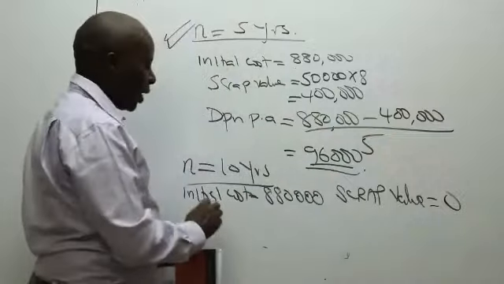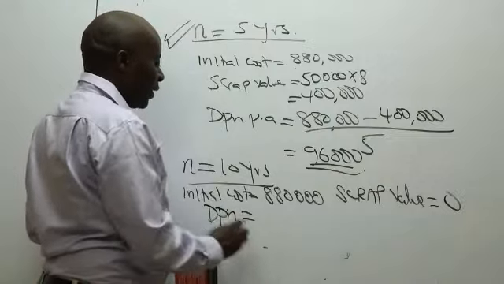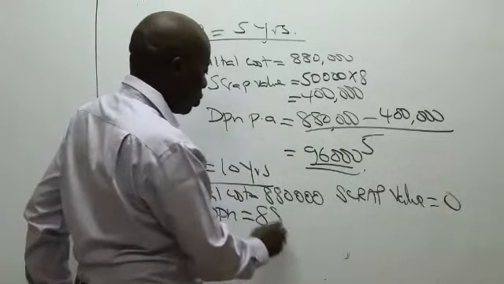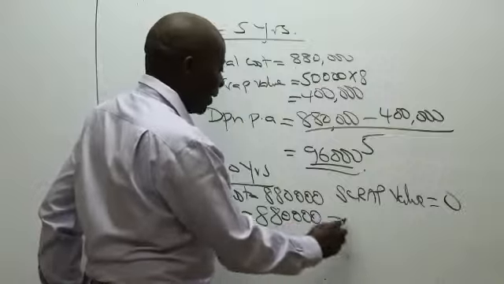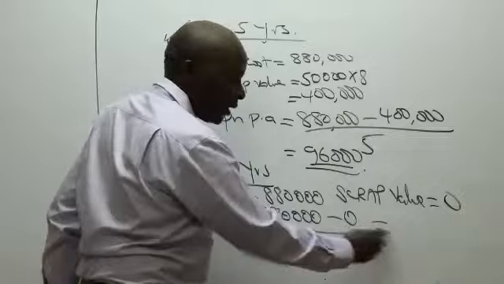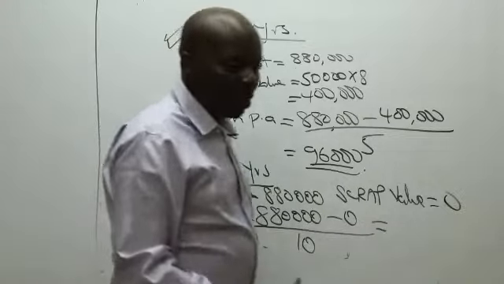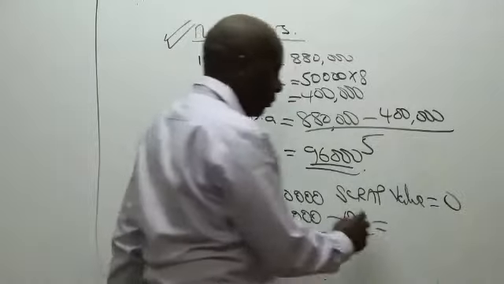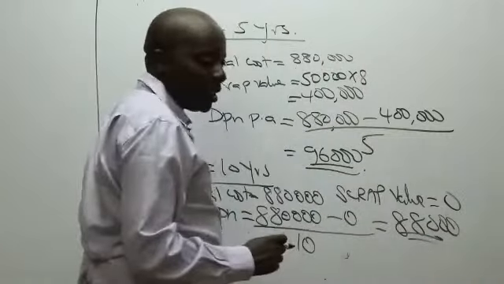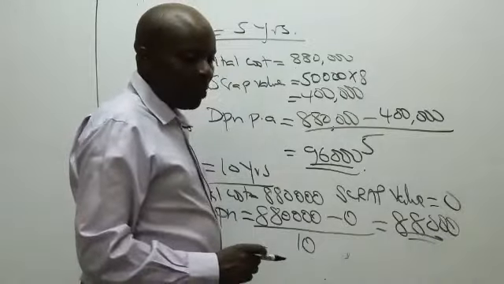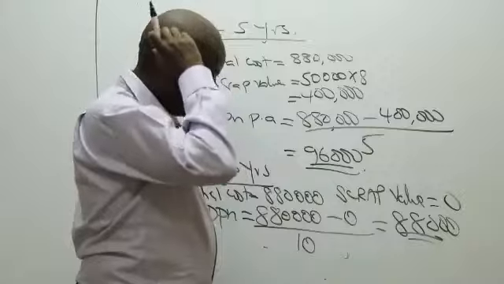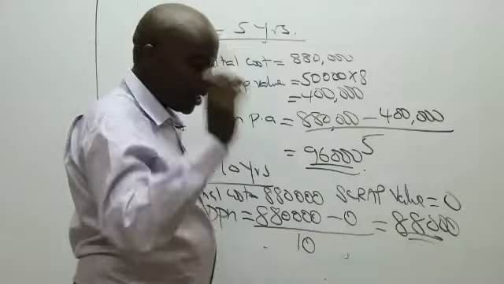And if that is the case, could you kindly go ahead and give us the depreciation per annum? I'll still use this formula. It is the initial cost of 880,000 minus the scrap value, which is 0, all over the number of years, which is 10. Somebody is giving me a figure of 88,000. Now we have Winnie giving me 176. I don't know where Winnie is getting 176 from. 88. Okay, great.